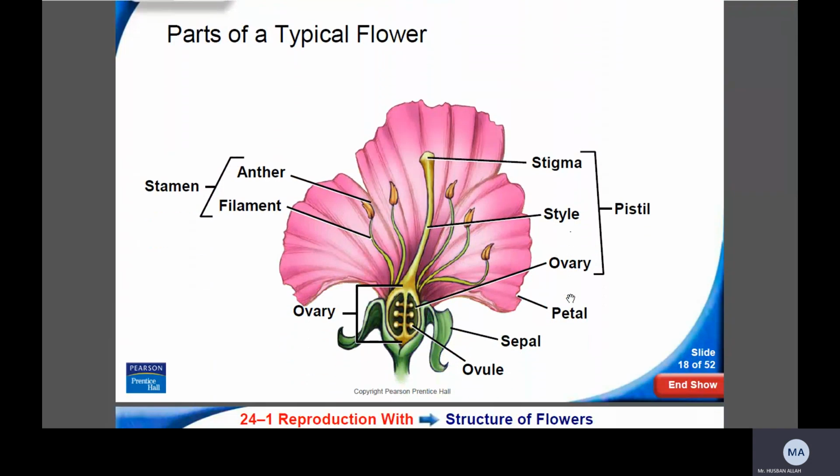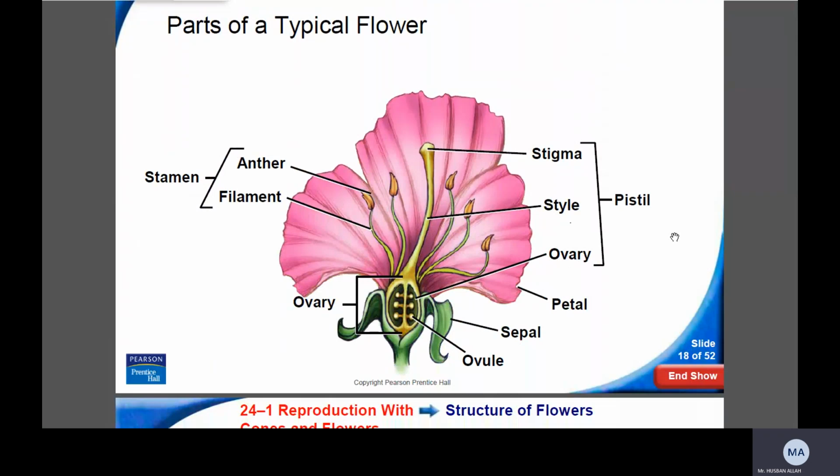Okay, so here you have the entire diagram, which shows the parts of a typical flower. You can take any normal flower, and you will have almost these parts. In the same flower, you will have both male and female parts. But in the case of a cone, it will be different: the male cone will be different and the female cone will be different. But if you look here, in this case, you have both of them.